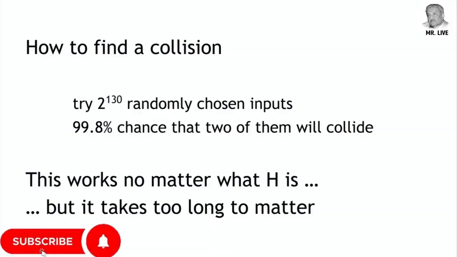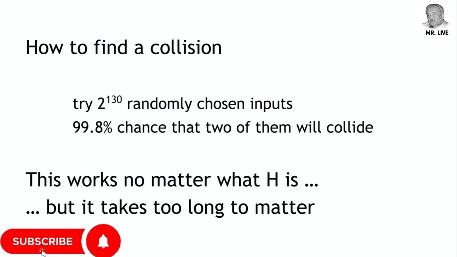We can say that if every computer ever made by humanity was computing since the beginning of the entire universe up to now, the odds that they would have found a collision is still infinitesimally small. So small that it's way less than the odds that the Earth will be destroyed by a giant meteor in the next 2 seconds, which didn't happen. Okay, so we know how to find a collision, but this method takes too long to matter.